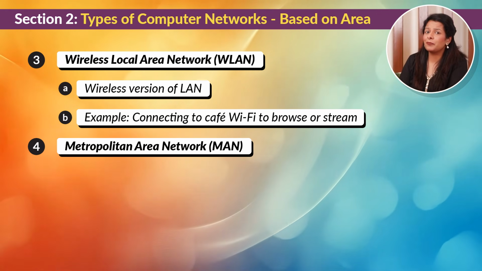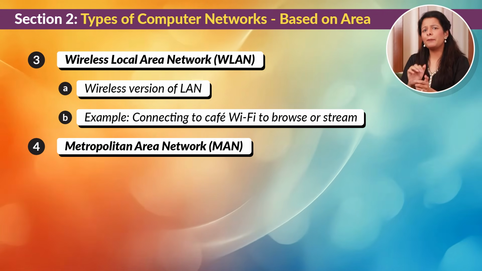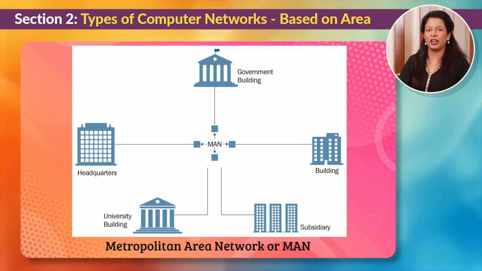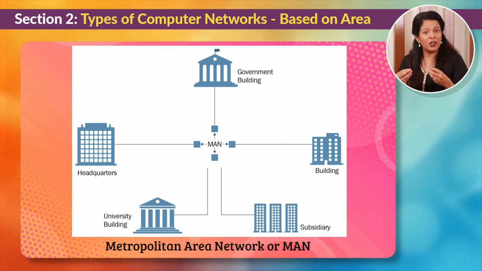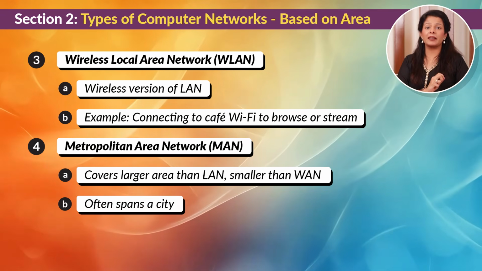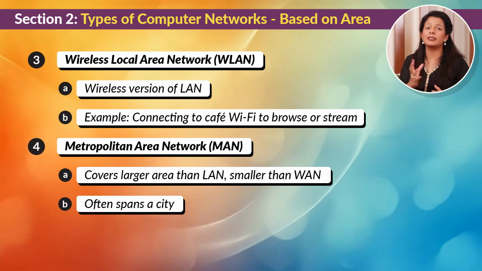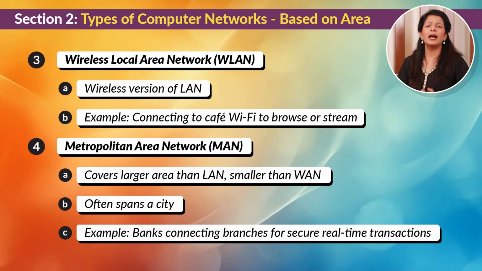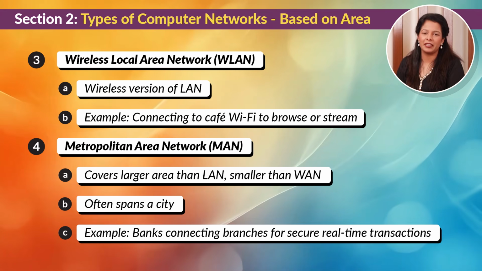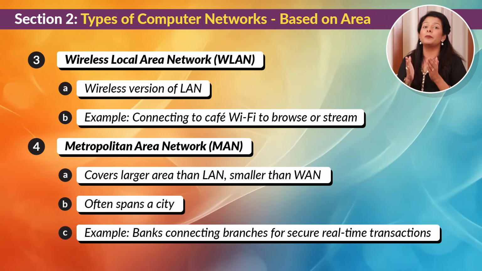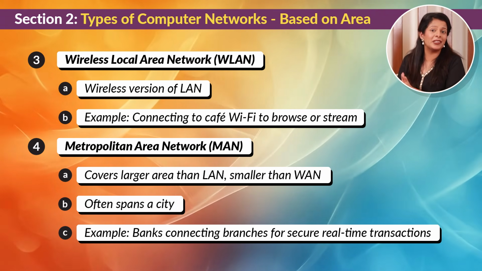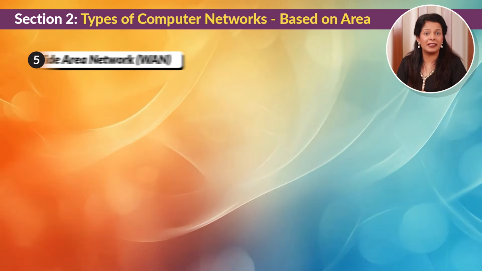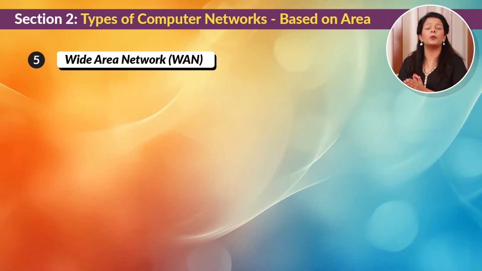Next, there is the Metropolitan Area Network or MAN. It covers a much larger area than a LAN but is smaller than a WAN. A MAN often spans across an entire city. For instance, banks often use MANs to connect their branches within a city so they can perform real-time transactions securely and quickly.